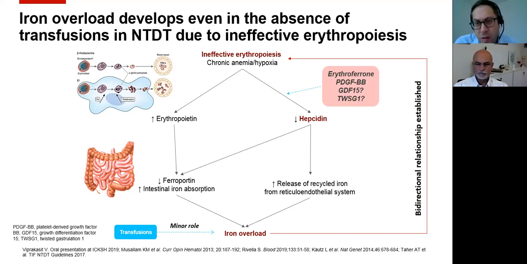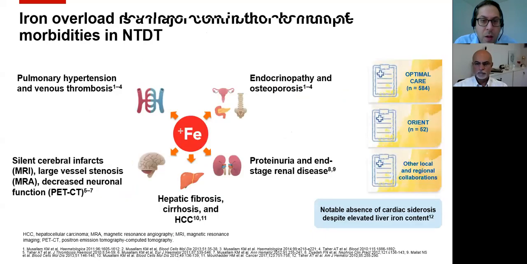And there is a cascade of events that are consequent of that, which mainly lead to increased intestinal iron absorption, and that leads to a state of iron overload. So in NTDT, the main source of iron overload is not due to these occasional transfusions that they can get every once in a while, but it's due to increased intestinal absorption through the mechanism that I just outlined.